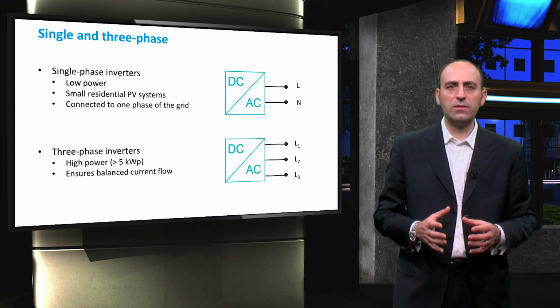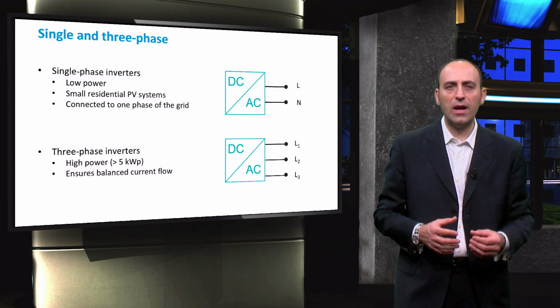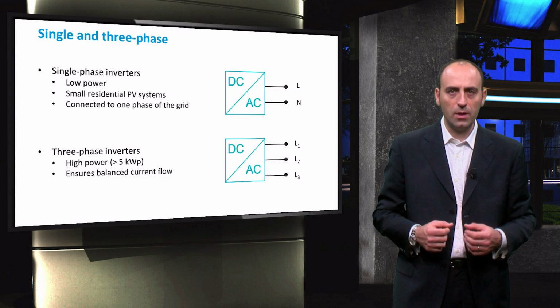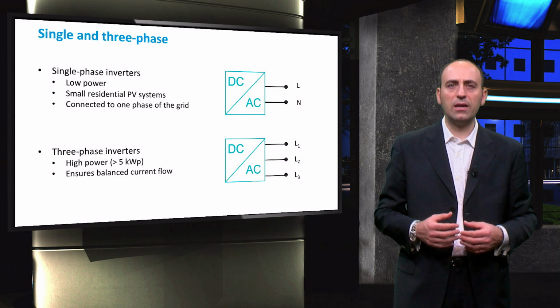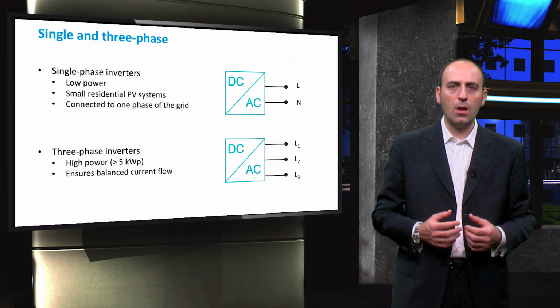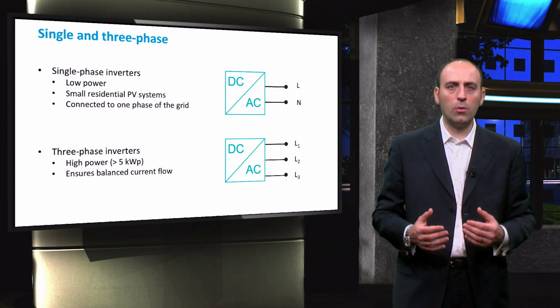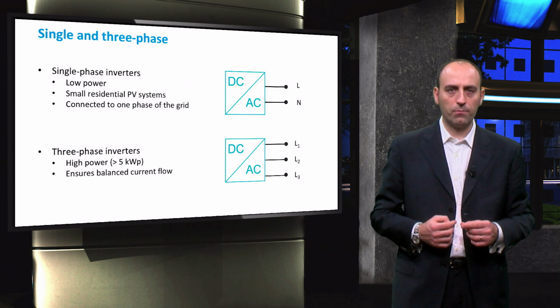Generally, a tri-phase inverter is instead used when a 5 kilowatt peak threshold is reached. In this case, the current will be directly balanced throughout all the phases. We will see more in depth the two topologies of inverter in the next video.